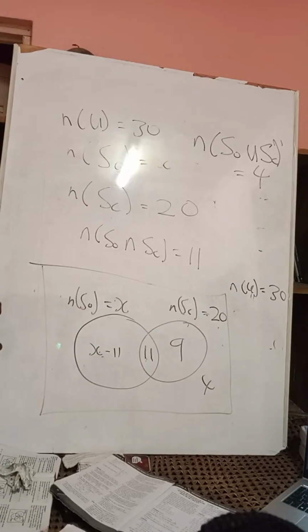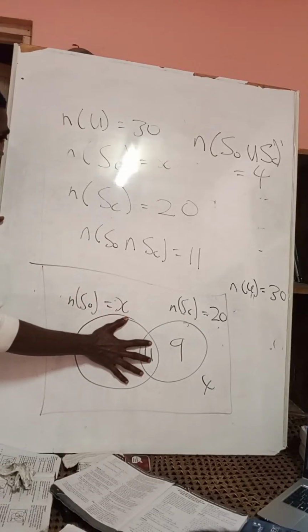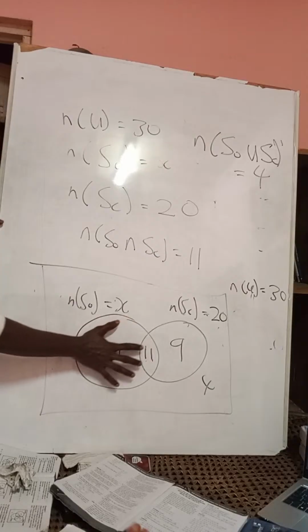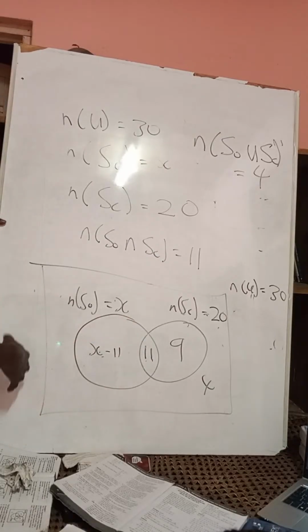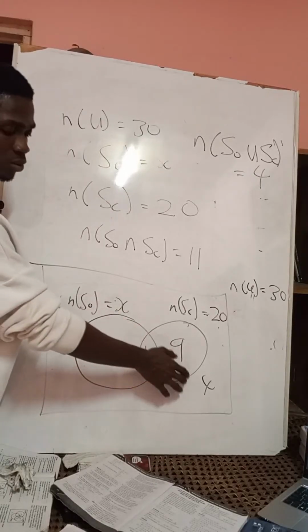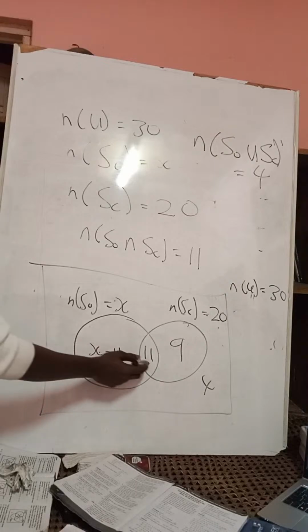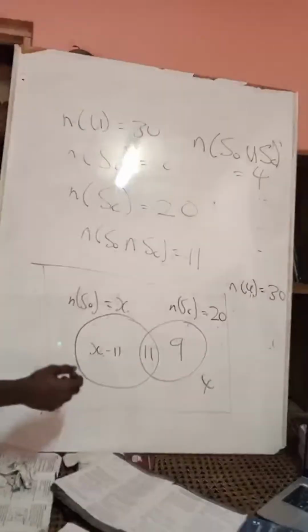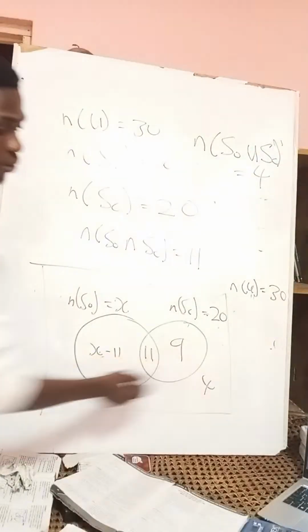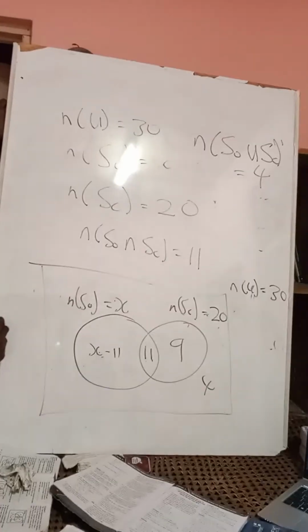The reason is that x represents the whole of this one, so it covers the 11. There's no need for you to come back. It means that it will be x plus 9 plus 4 equals 30. So let's solve it here. We'll be having x plus 11, 11 plus 9 is 20, 20 plus 4 is 24.